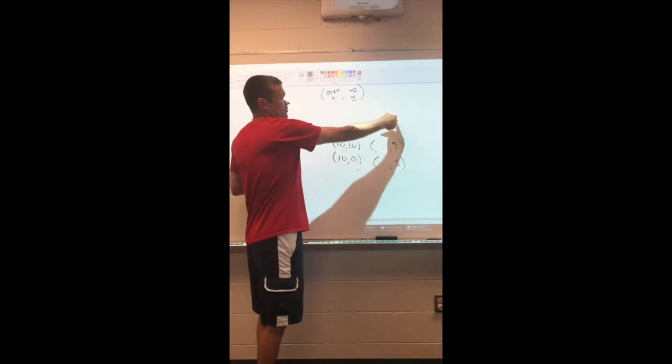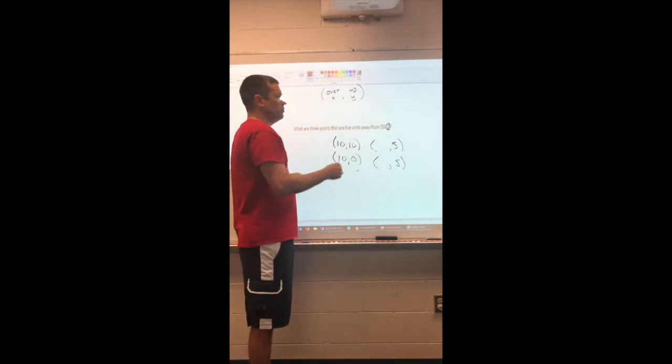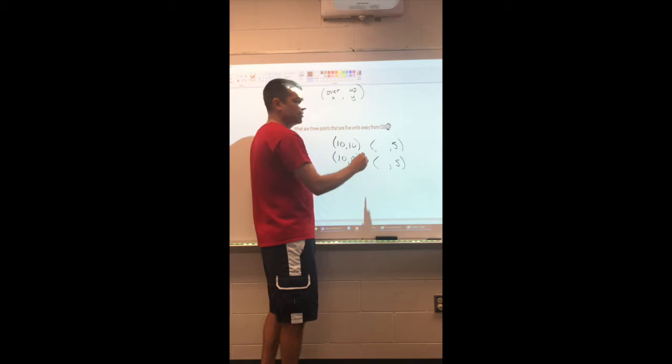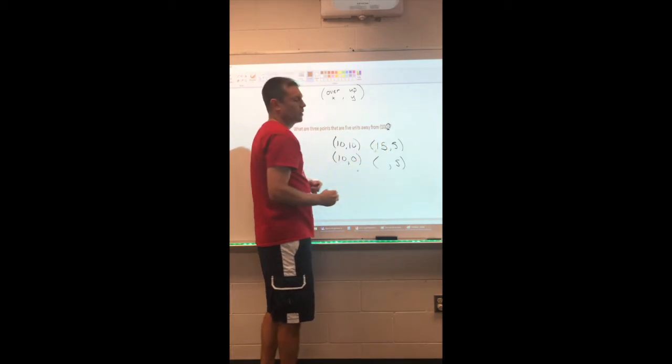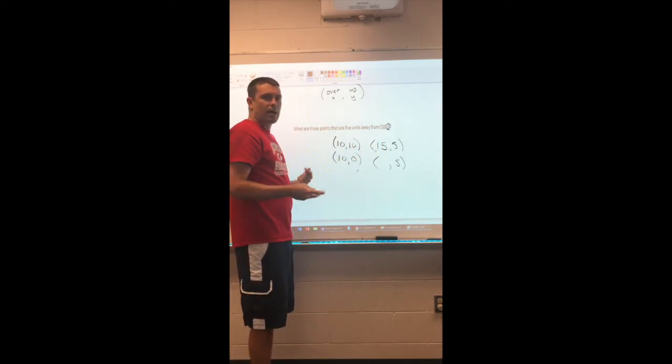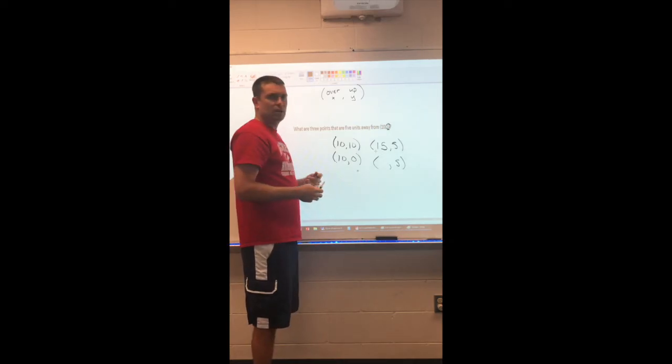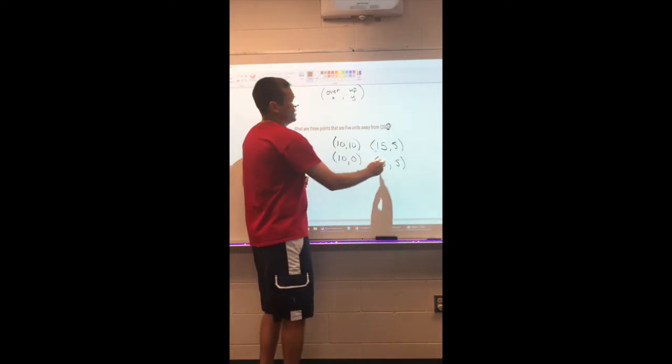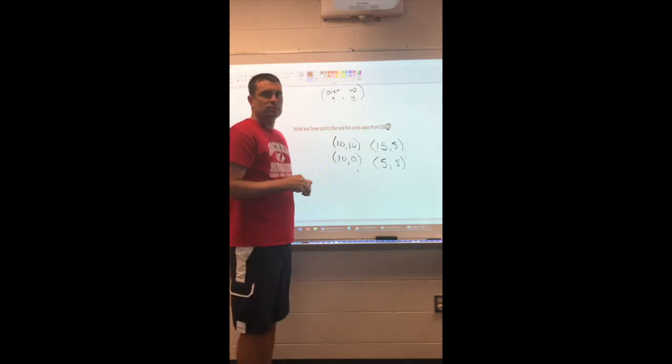So if I move to the right, my x-coordinate would get bigger. It'd be 5 more. So 10 plus 5, 15. If I go the other way to the left, my x-coordinate would get smaller, and it would become which number? A 5, right. 10 minus 5 is 5.